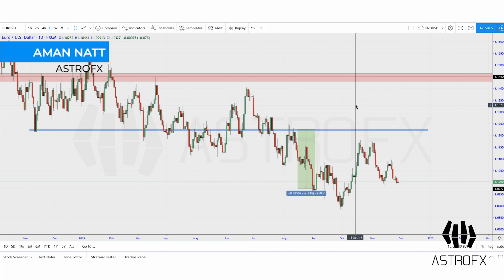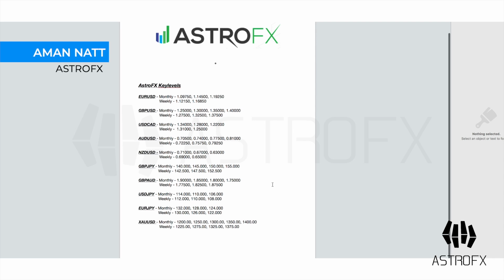Now, as promised, if you guys want, take a screenshot of the next thing, and these are our levels that AstroFX have used, and there are lots of the major currency pairs, including gold, that you can go ahead and rip your monthlies off. There's your weekly levels as well given to you. So as you can see, GBP USD, nice round numbers. USD CAD, nice round numbers. Aussie dollar, nice round numbers.